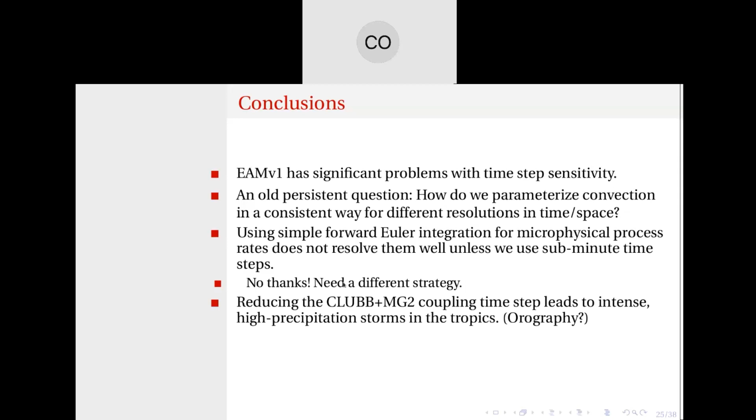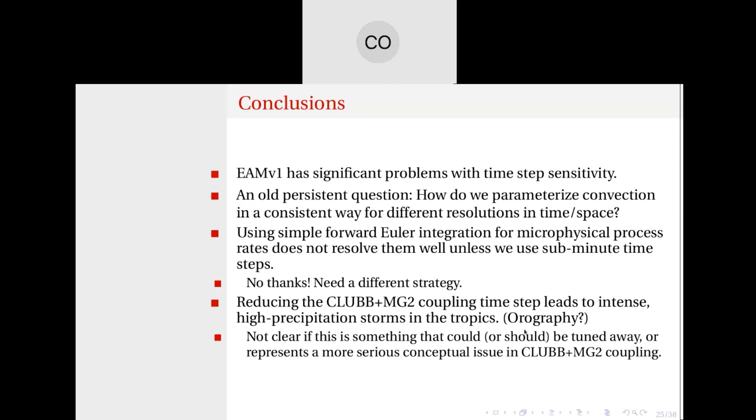And then we have this sort of mystery that needs some more work, which is why does reducing the coupling time step between CLUBB and MG2 lead to these intense high precipitation storms? The fact that the orography correlates so well with whether these storms occur seems to suggest that that's part of the mechanism, but we don't really get what specifically about this coupling is affected by that.